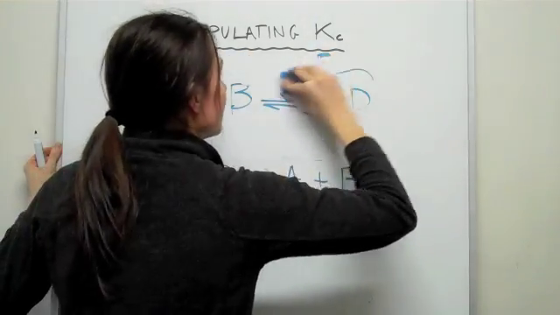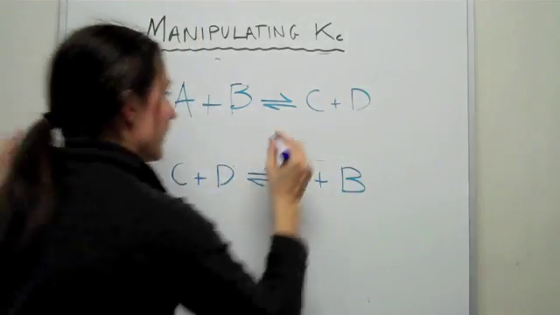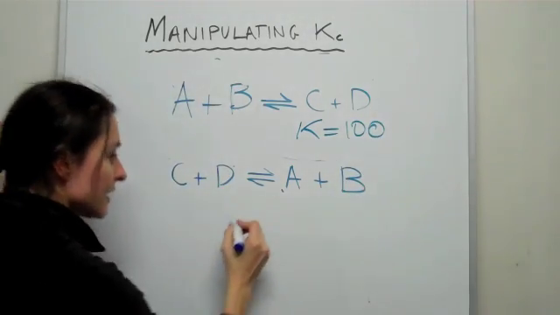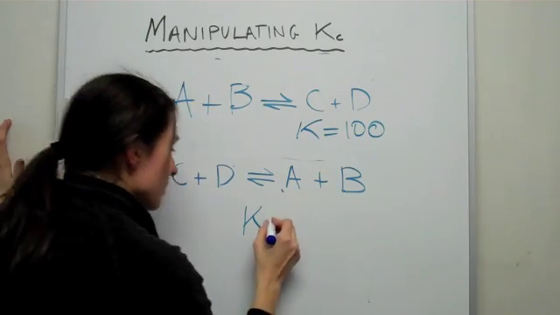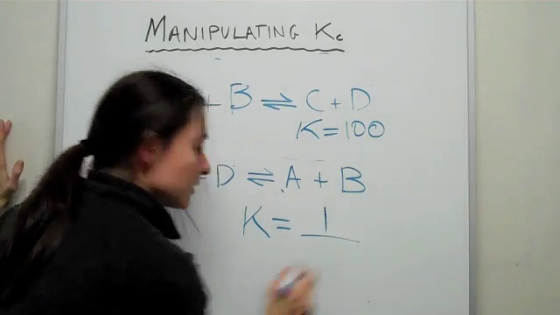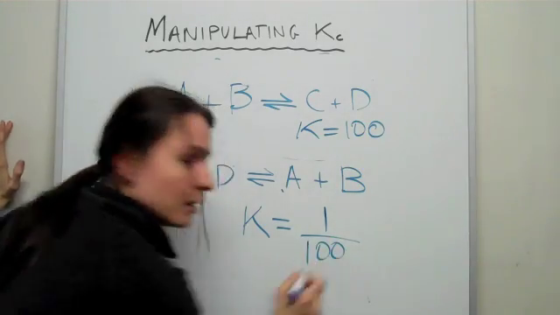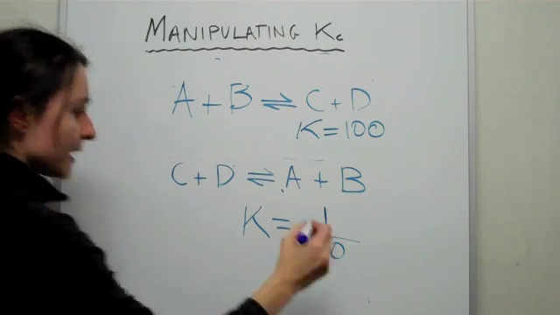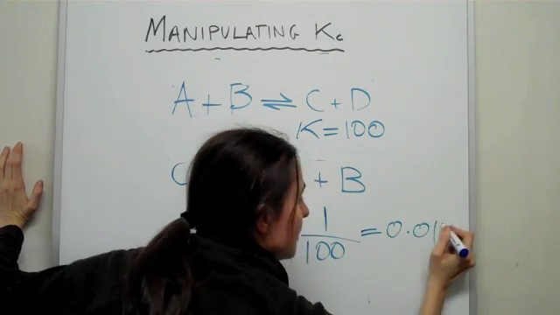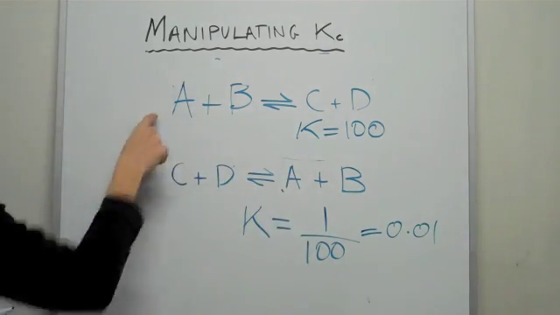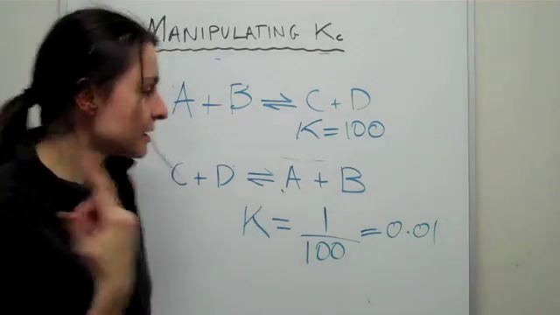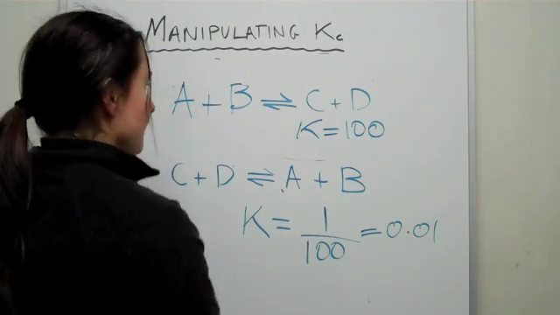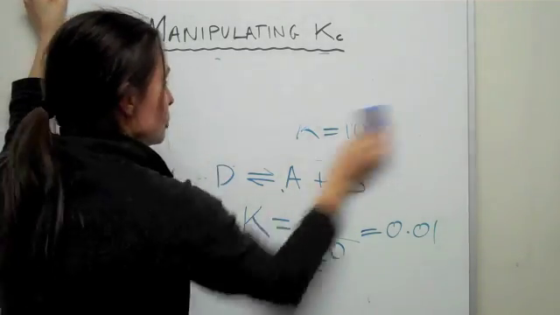So K equals 100, and the K value for the reversed equation is calculated by inversing it: we go 1 divided by 100. That becomes 0.01, and it has no units. So that's the first change we can make. Just remember that when the equation flips around, you inverse the K value. Let's have a look at case number 2.